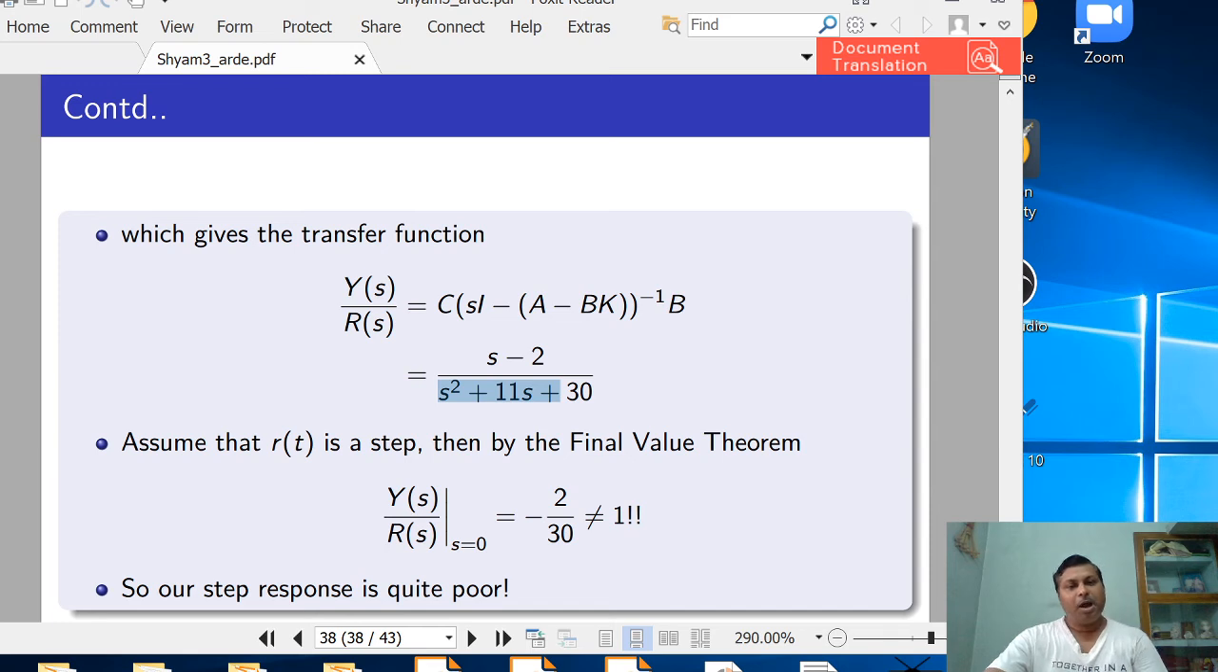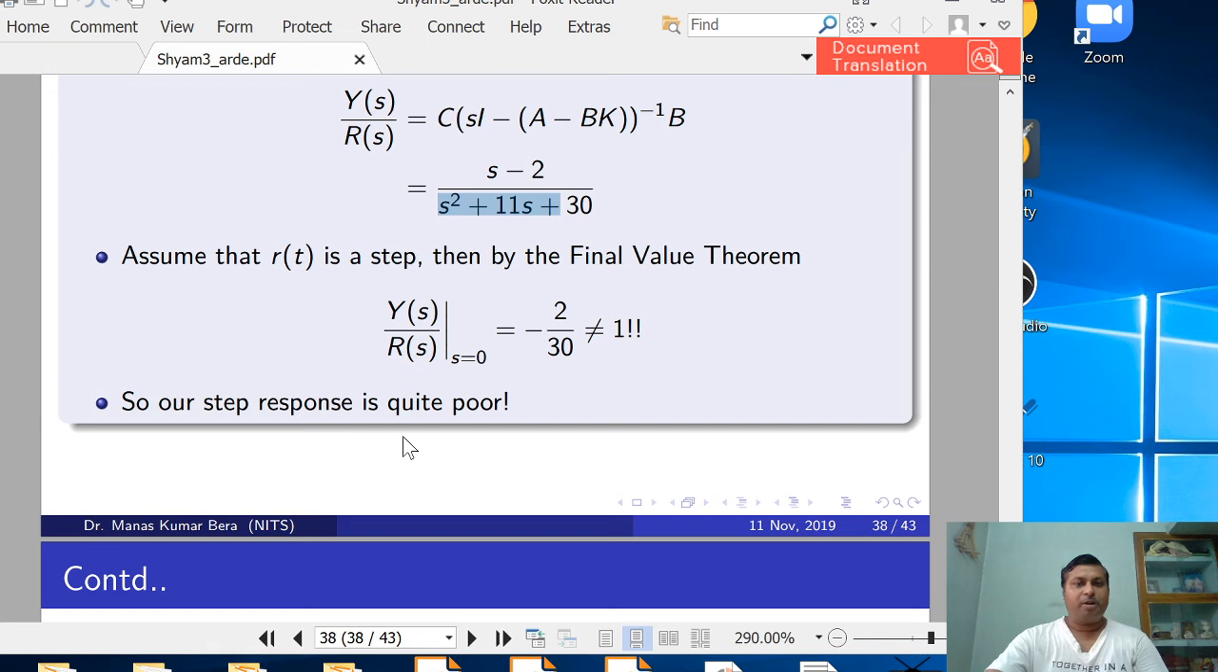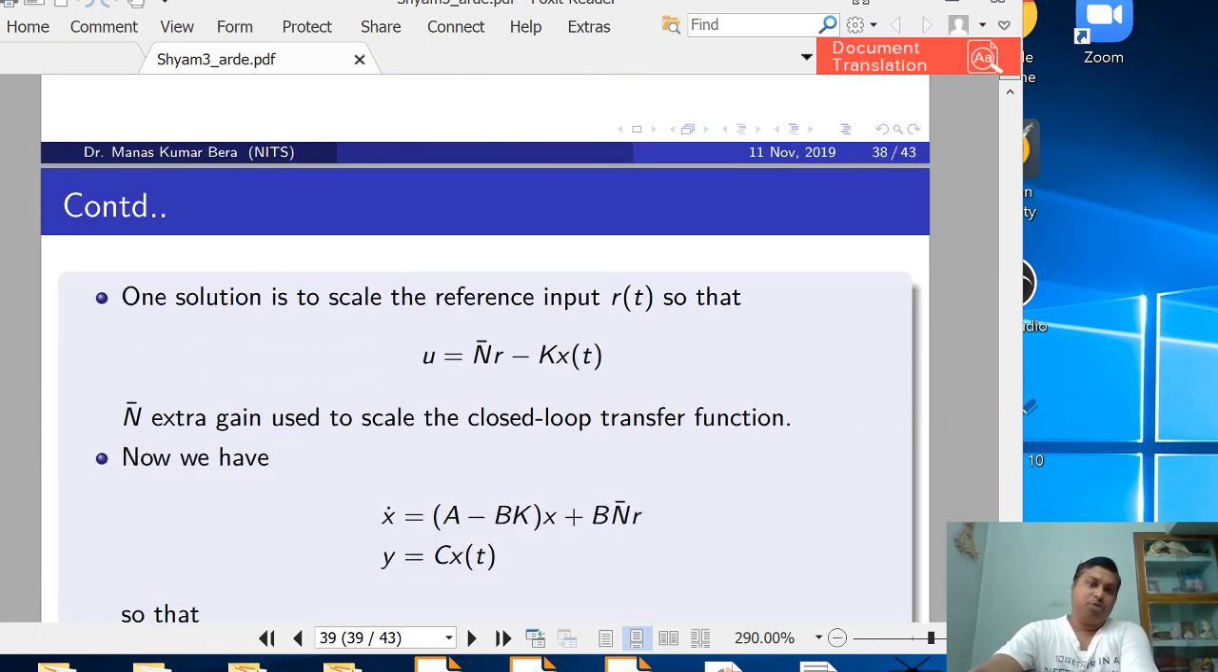Now how can I provide this minus 15 such that the ratio will be equal to 1? To understand that, we will modify our control input. Previously the control input was r minus Kx(t). Now we are going to give some weight to r, that is N bar. Now we have to see how this N bar is going to help us. What is N bar? N bar is an extra gain used to scale the closed loop transfer function.